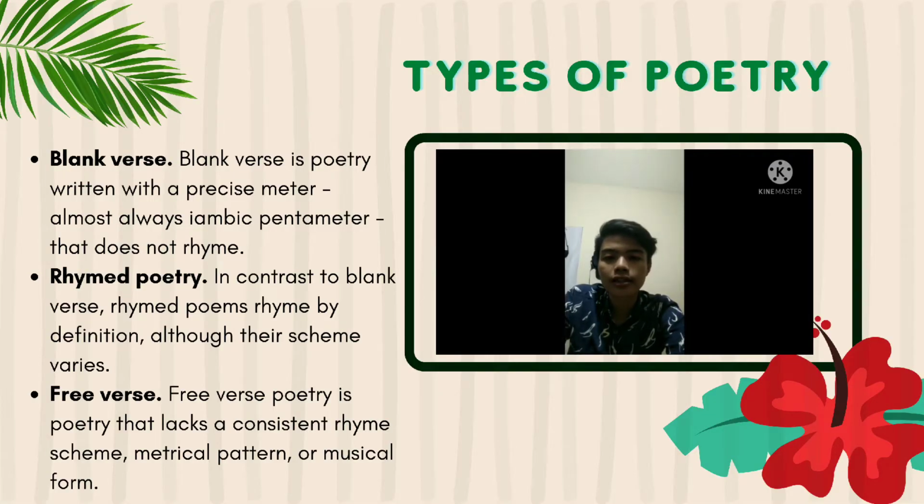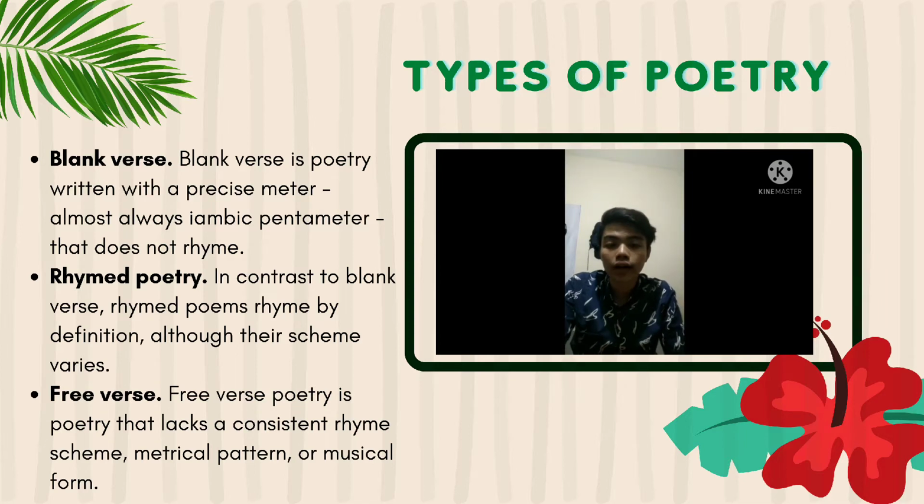Okay, then I will discuss the types of poetry. The first one is blank verse. What is blank verse? Blank verse is poetry written with a precise meter, almost always iambic pentameter, that does not rhyme. In other words, any poetry that does have a set metrical pattern but does not have rhyme. Shakespeare frequently used unrhymed iambic pentameter in his plays. His works are an early example of blank verse.